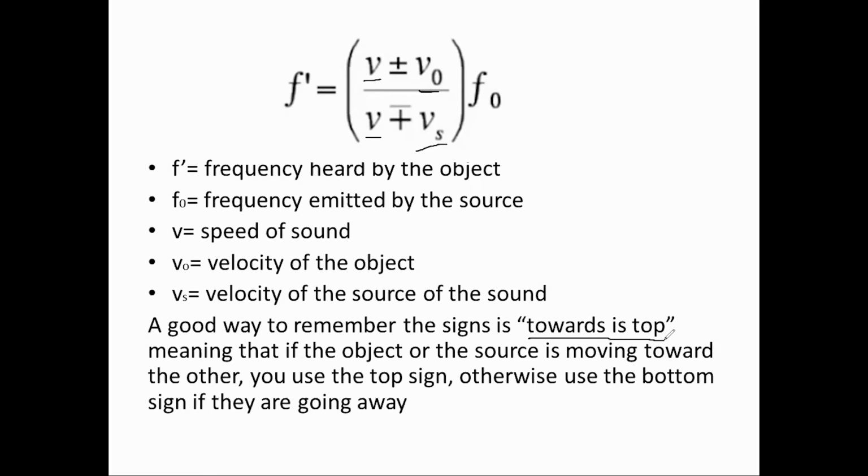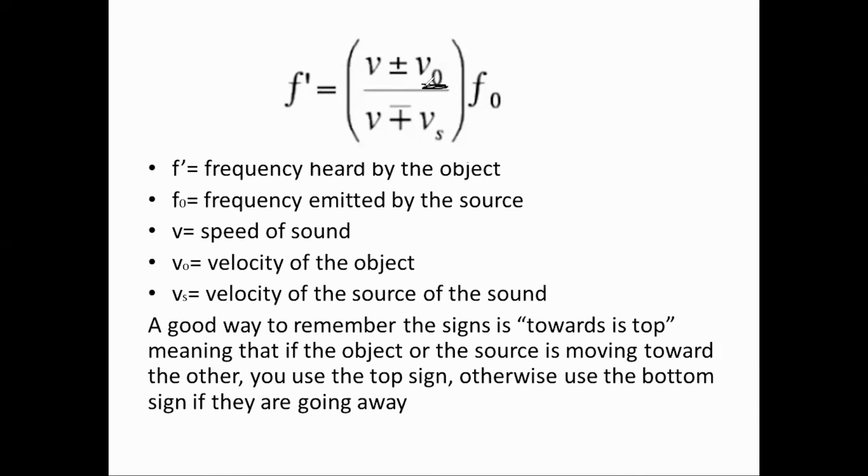Towards is top. If something is moving towards, you use the top sign. For this, you use plus because it's the top sign. Here you use minus because that's the top sign. If it's moving away, you use the bottom sign, right? In this case, minus, this case, plus. When I say towards and away, for example, this is talking about the object or the listener, right? The actual listener.